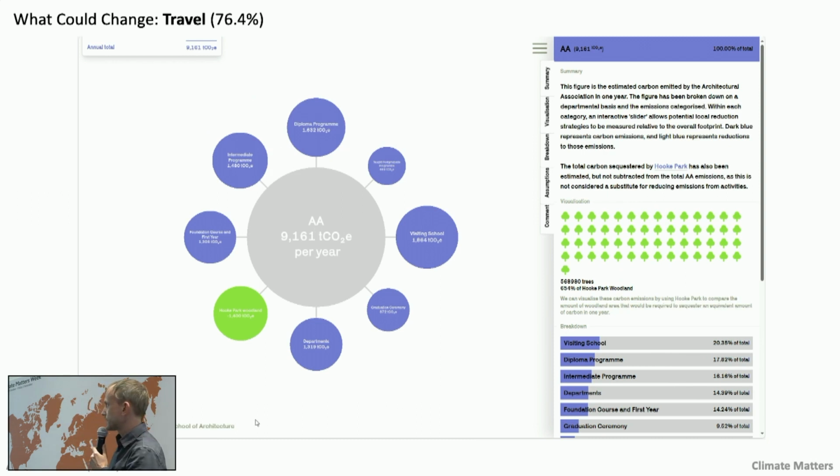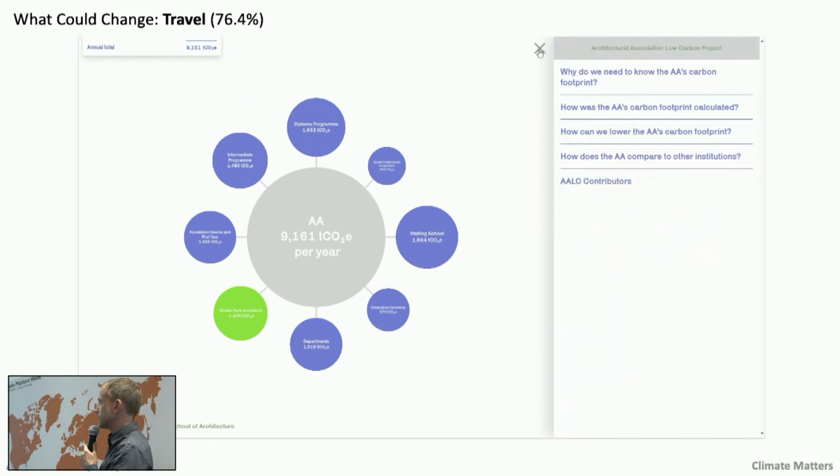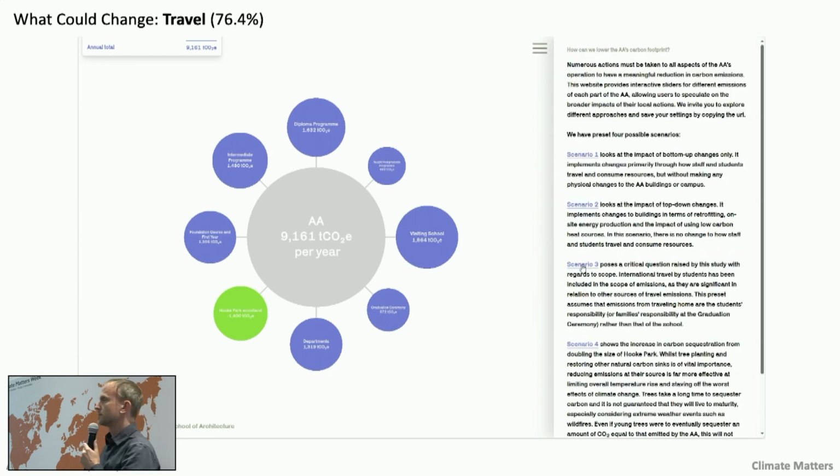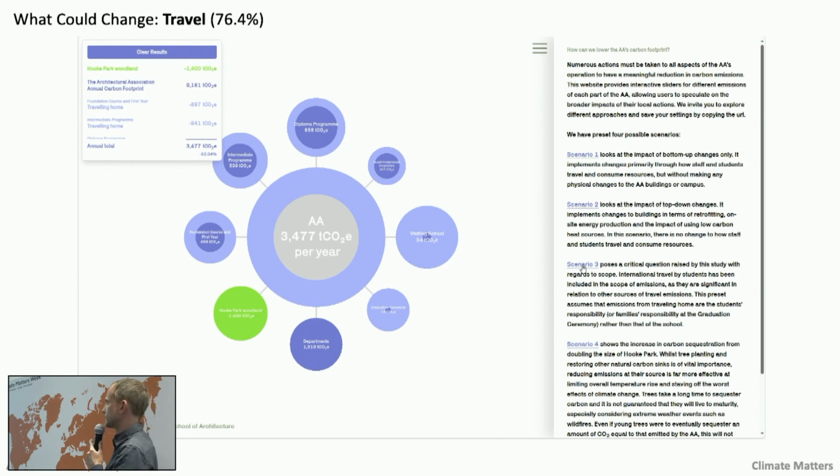And then the second way in which you can visualize travel is you come up to the menu bar at the top and go to the how can we lower the emissions? And you'll see some scenarios that we've preset where all of these sliders exist. And if you click on scenario 3, it will lower all of the homebound travel to 0. And now you can see a rather different picture of the AA's emissions, where 2/3 of it has gone. And I think that's a really powerful open question for us about how do we think about travel, whose responsibility it is, what's individual, what's organizational.